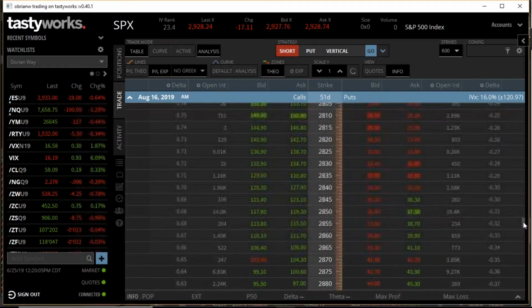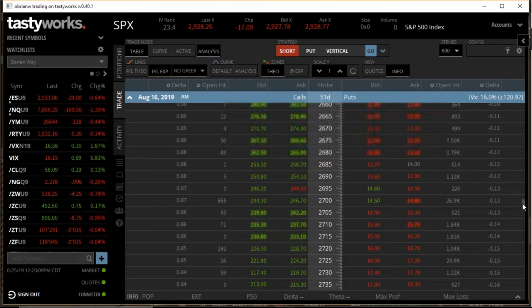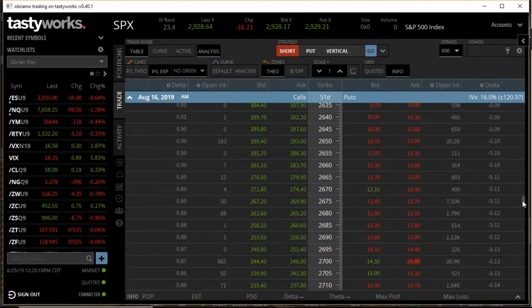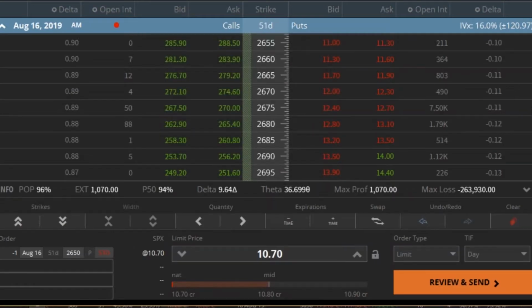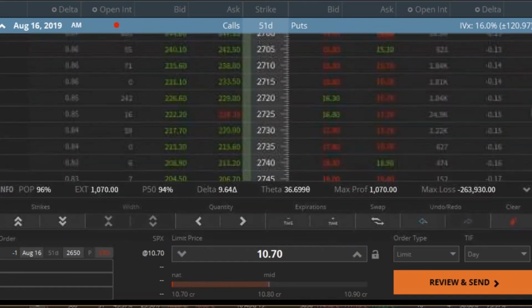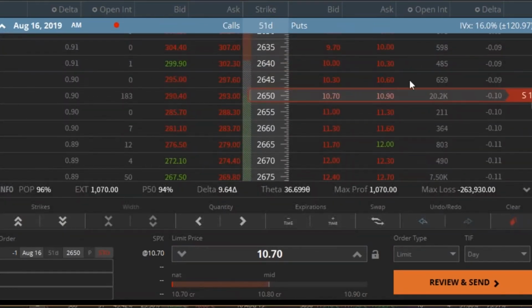So let's now jump into the structure of selling an iron condor on the TastyWorks platform first, and then we'll do it on the Thinkorswim platform. In this case, we're going to sell an iron condor out of the money, and we're going to sell it at the 10 delta on the put side. So once again, if you're selling something at the 10 delta, then that means you have a 90% chance of making at least 1 cent at expiration.